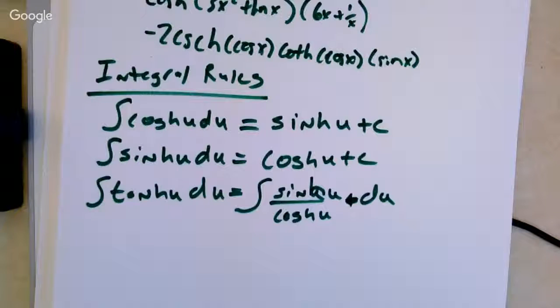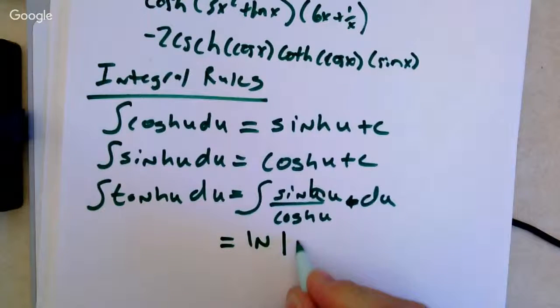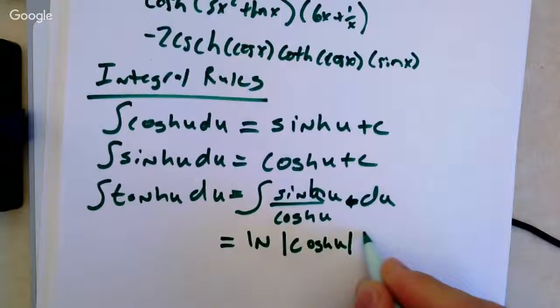-1, and then this being the derivative, right? So what's the integral of the tangent going to be? The natural log of absolute value of cosine hyperbolic u plus c.